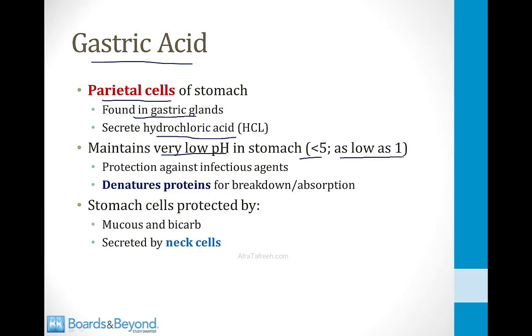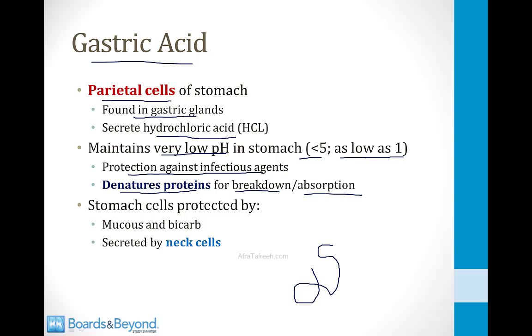This very low pH is important for a couple of reasons. First of all, it protects against infectious agents. So any bacteria that get into the food we consume are usually killed by the low pH in the stomach. And in addition, it denatures proteins. As you may know, proteins are globular three-dimensional structures, and when they're exposed to a low pH environment, they begin to fall apart. This begins the process of breaking down proteins so they can be absorbed into the body.